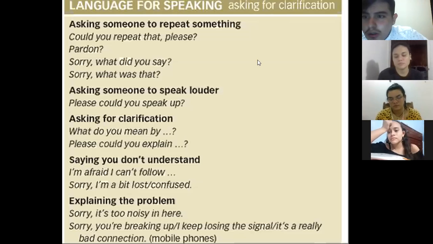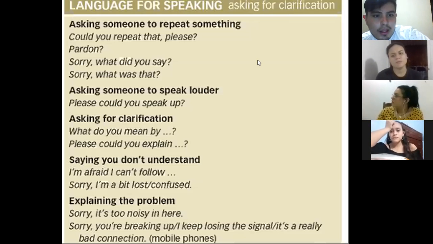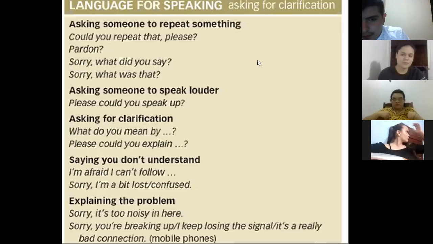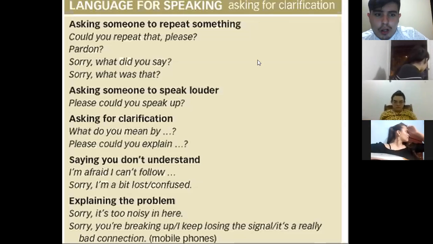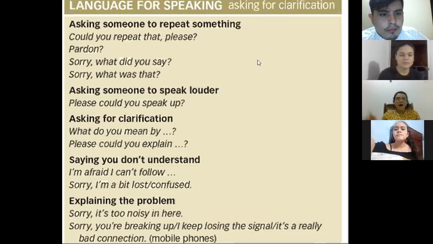The third part of today's explanation. So asking for clarification. What do you mean by that? Okay. Please, could you explain to me? Could you explain this exercise to me? Okay, saying you don't understand.